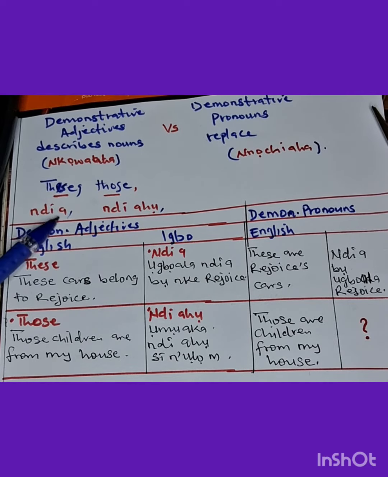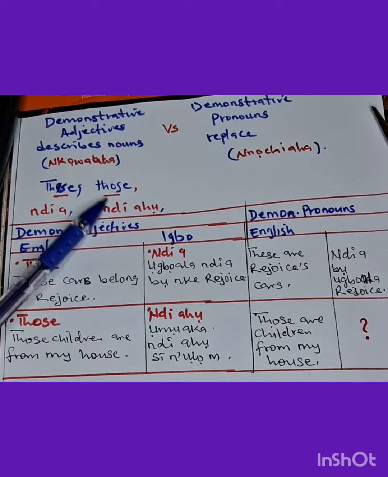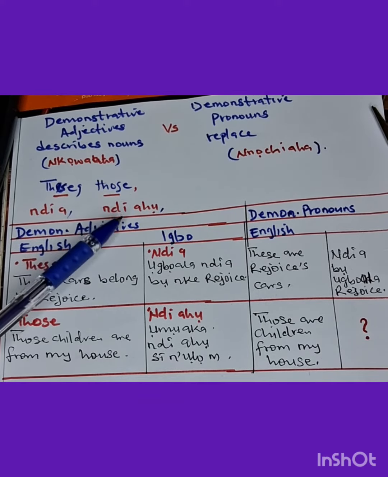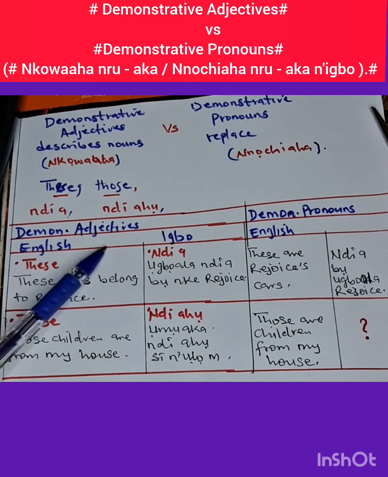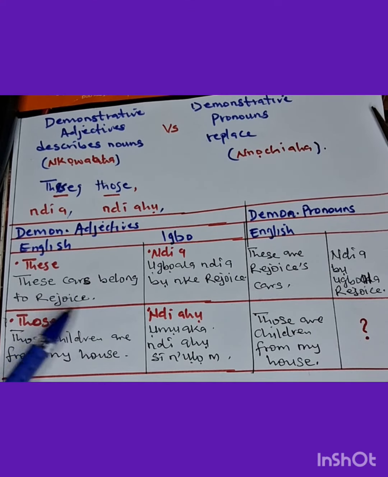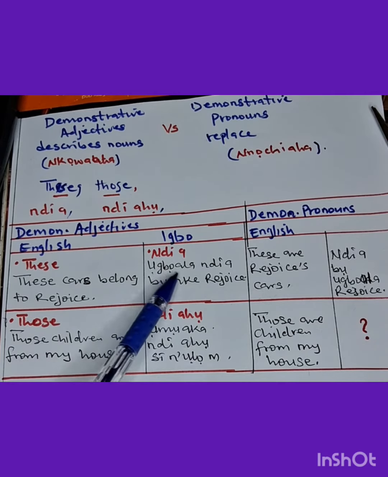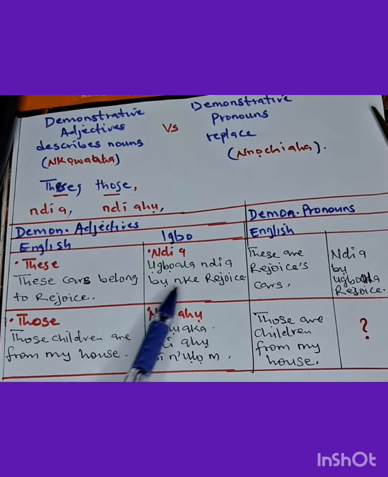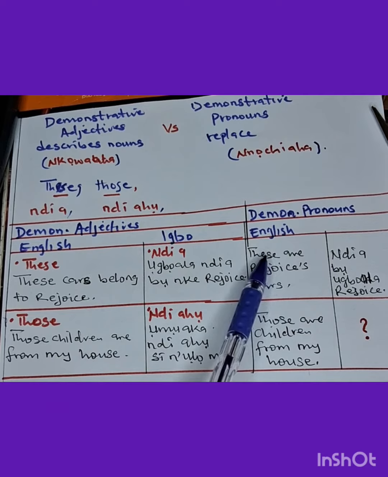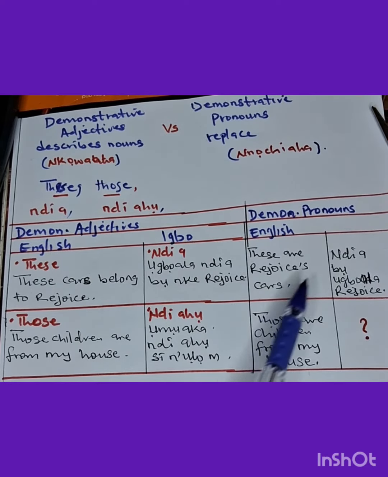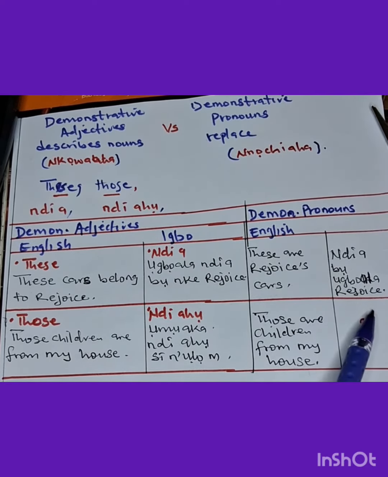You call them Ndia in Igbo. Those plural things far away, you call them Ndiaho. Demonstrative adjectives, English: These cars belong to Rejoice. Ụgbọala ndị a bụ nke Rejoice. These are Rejoice car. Ndị a bụ ụgbọala Rejoice.